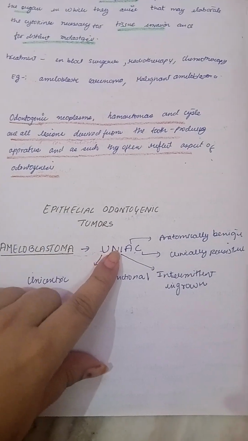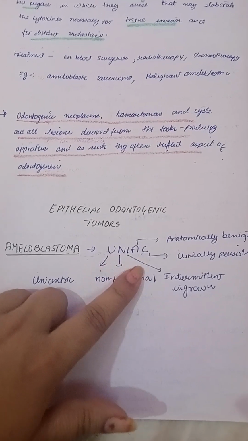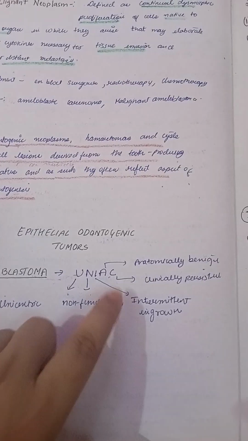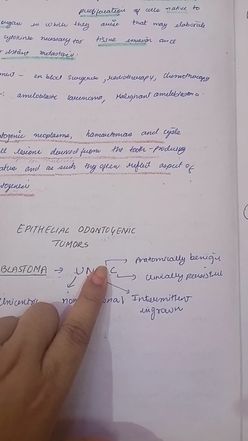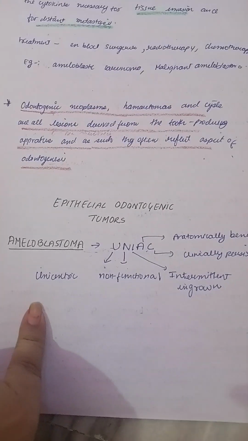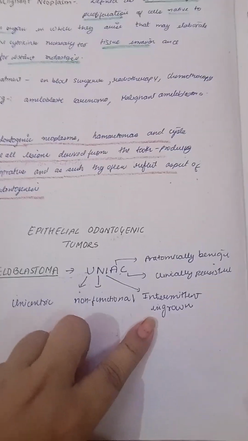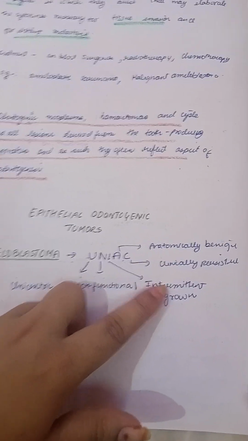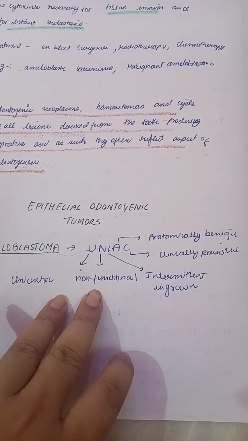There is a mnemonic for the definition of ameloblastoma, that is UNIAC. U for unicentric, N for non-functional, I for intermittent in growth, A for anatomically benign, and C for clinically persistent. So, it is a neoplasm or tumor which is unicentric, non-functional, intermittent in growth, anatomically benign, and clinically persistent. This is the mnemonic for ameloblastoma.